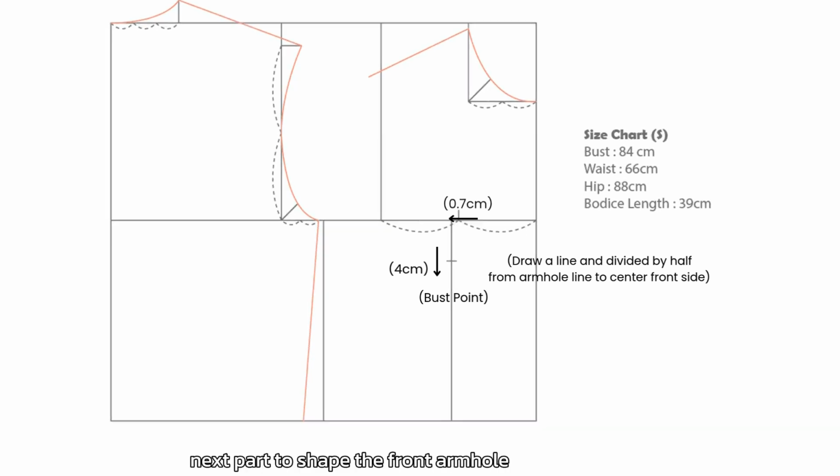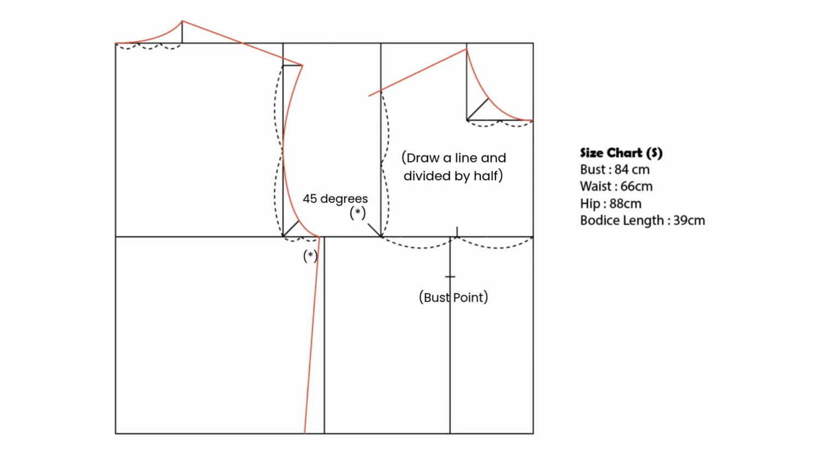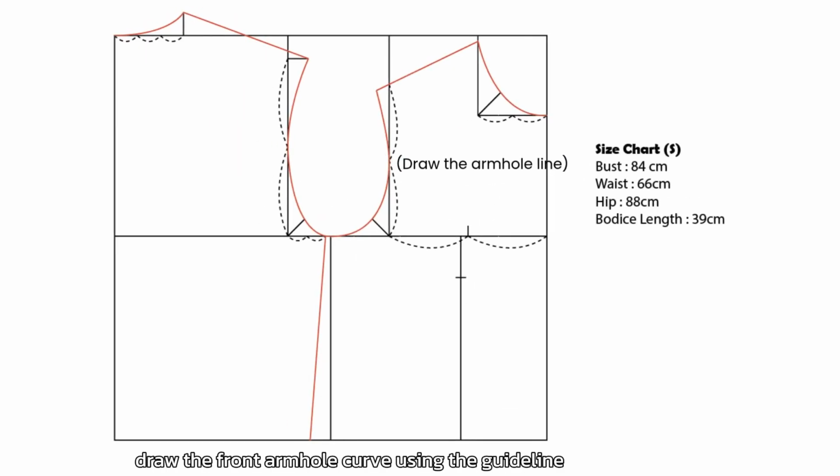Next part, to shape the front armhole. Measure the back half-width armhole ease. Mark with a 45 degree guideline similar to the back armhole. This is the mark of the armhole curve point of the front bodice. Draw the front armhole curve using the guideline, like the illustration. Now the front armhole of the bodice is done. The front armhole is always smaller than the back armhole. I will teach how to change the armhole measurement in another video.